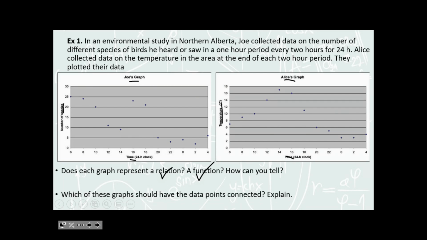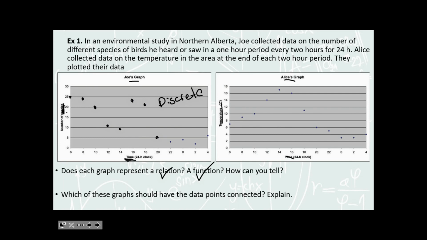The next question is which of these graphs should be connected? So essentially, which of these graphs could be considered discrete or which can be considered continuous data? Well, could I connect these points for time and the number of species? Time is continuous, right? Time can be broken down into smaller and smaller pieces, but species cannot. I can't have half of a species. So these data points would have to stay exactly as they are. I cannot connect them. This is discrete data.